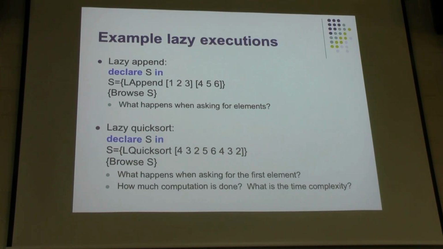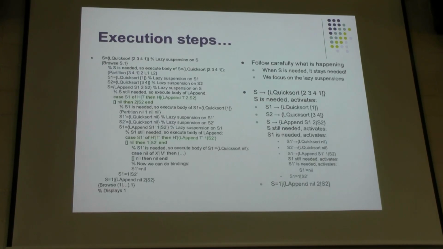What is the time complexity? We can actually look at the execution. Ooh, this gets complicated. If you actually want to trace through the execution, you can do that. The principle is the following. When I need a variable, I will activate the lazy suspension. But that lazy suspension might not actually bind the variable. It might create new lazy suspensions. But that new one also needs S. So let me explain part of this, but you can go through this by yourself.